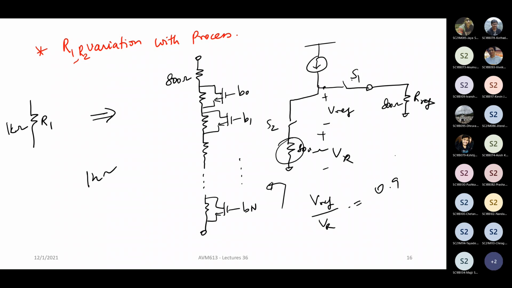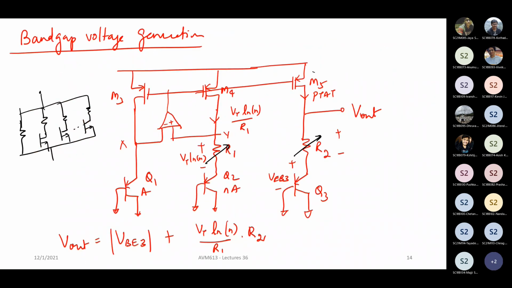So this is how they will do it. This calibration is routinely done for bandgap sources. Of course, sometimes you will make use of the untrimmed bandgap also, but you will also have a trimmed bandgap.